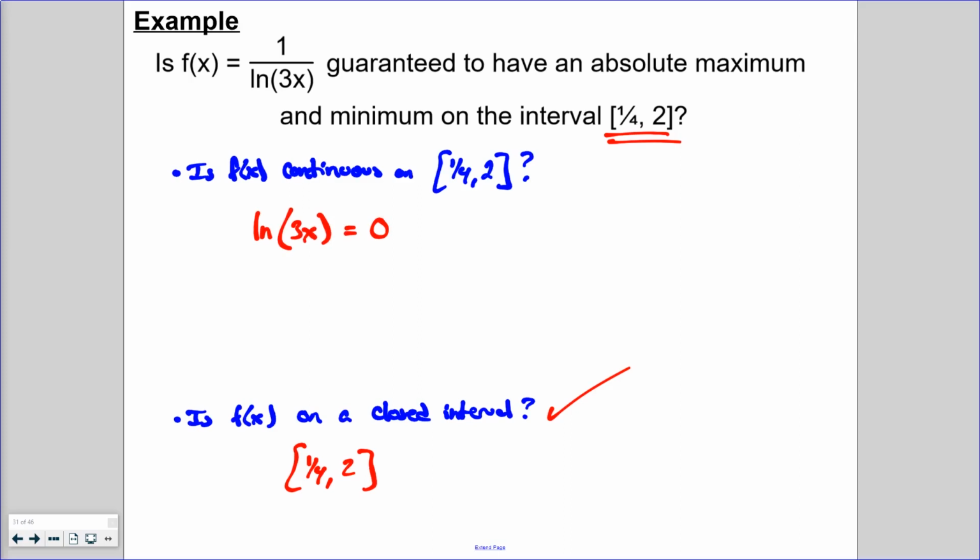All right, so then we want to get the 3x by itself, so we need to get rid of the natural log. And to do that, we'll take e to both sides, because e and natural log are inverse functions, giving us 3x equals e to the 0th power. Well, e to the 0th power is 1, so we get 3x equals 1, so therefore x equals 1/3. And this is our discontinuity.